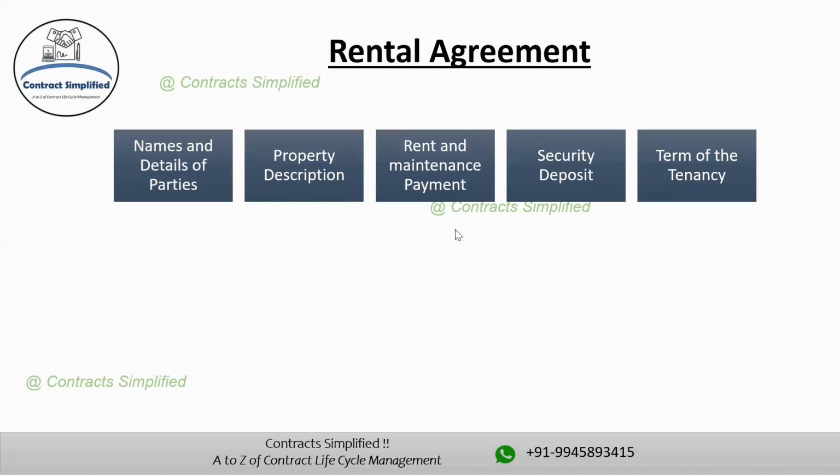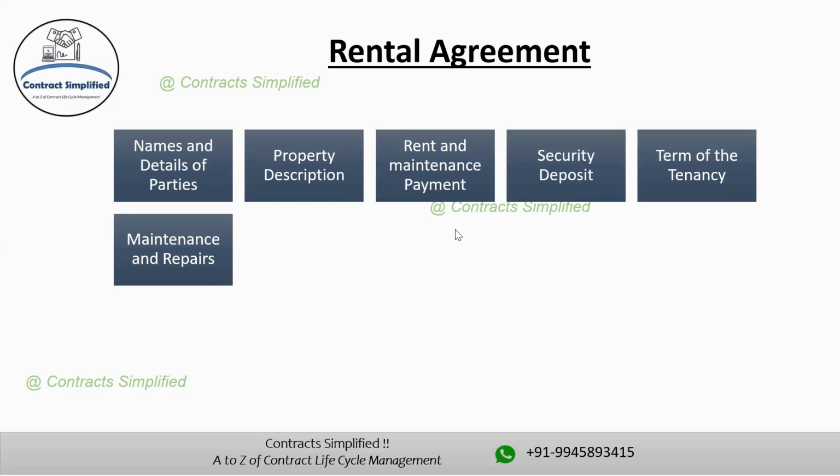The sixth one is maintenance and repairs. The rental agreement typically defines the responsibilities of both the landlord and tenant regarding the property maintenance and repairs. This helps to avoid conflict over who is responsible for fixing certain issues. This shall also include any specific rules or regulations related to the property, such as restrictions on smoking, pets, or alterations to the premises.